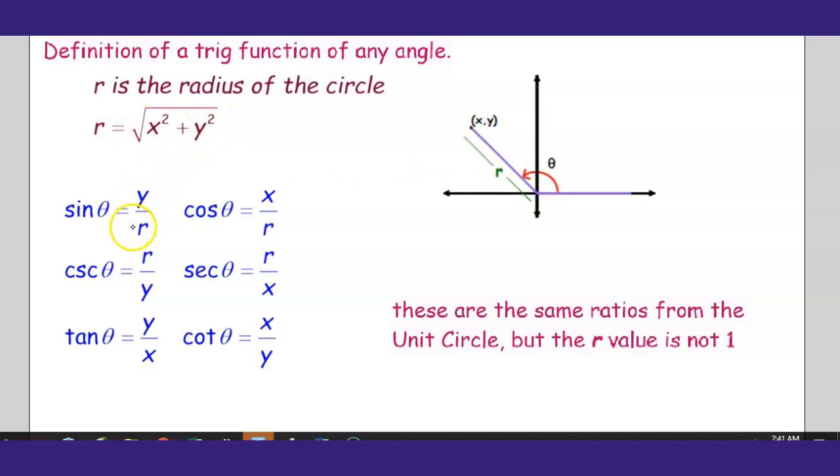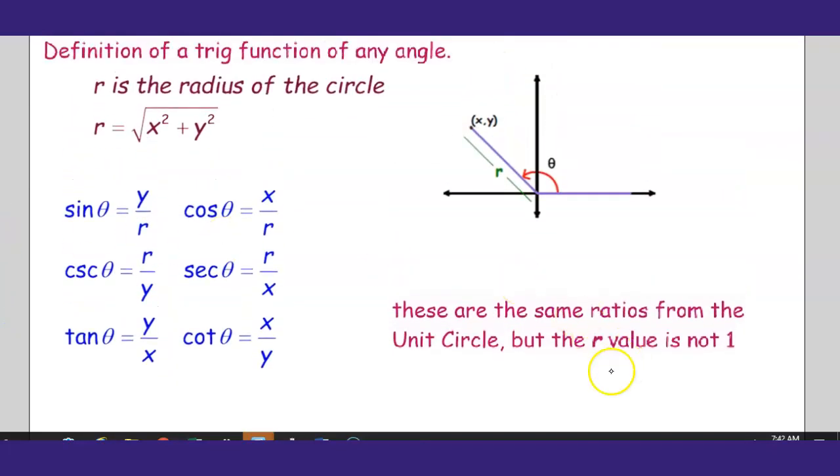All right. So sine of theta equals y over r, whatever that radius is. Cosine is x over r. Cosecant is r over y because it's the inverse. Secant is r over x because it's the inverse of cosine. Tangent is y over x. Cotangent is x over y. That doesn't change.